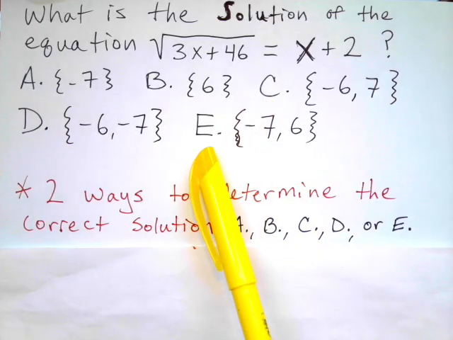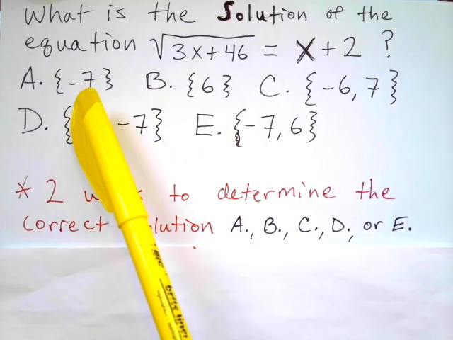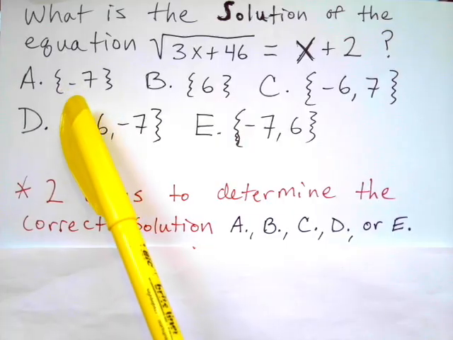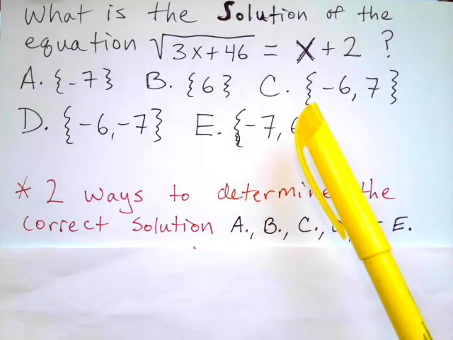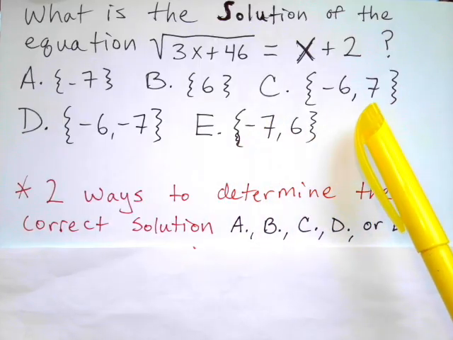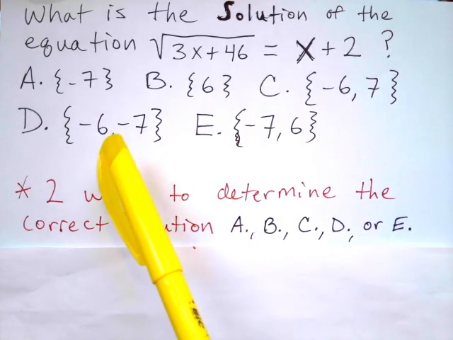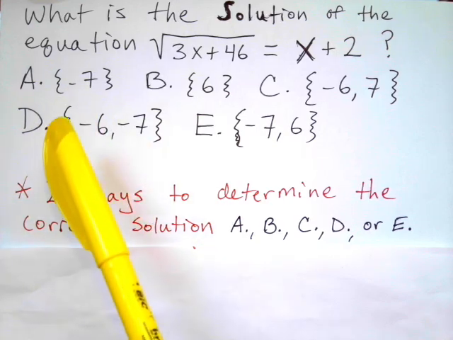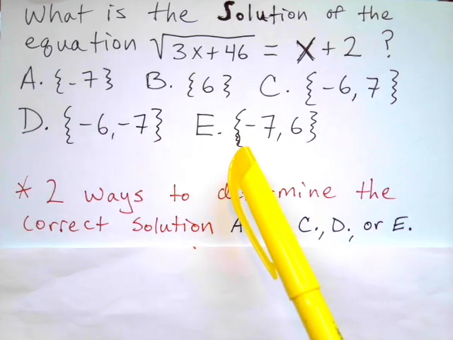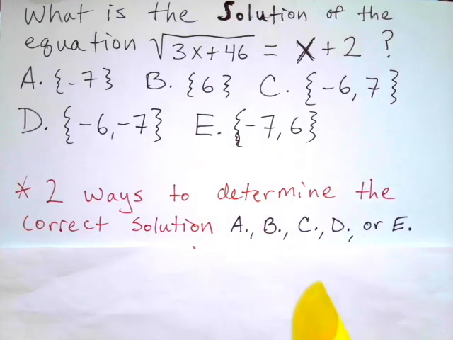And I want to explain in this particular problem, each of your answers represents possibilities, right? So for A, it's -7, B would be 6, C would be -6 and 7, D would be -6 and -7. They both have to work for you to choose D. E would be -7 and 6. So both of those solutions would have to work for you to choose E.